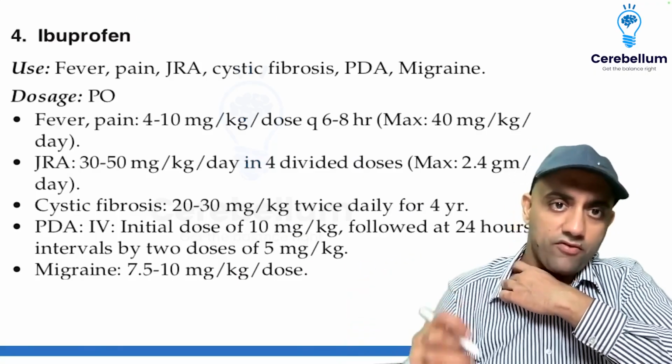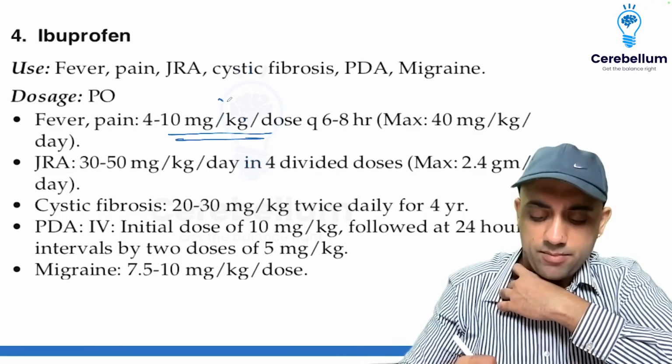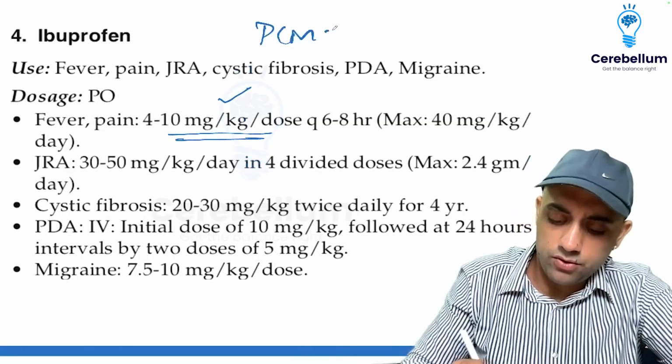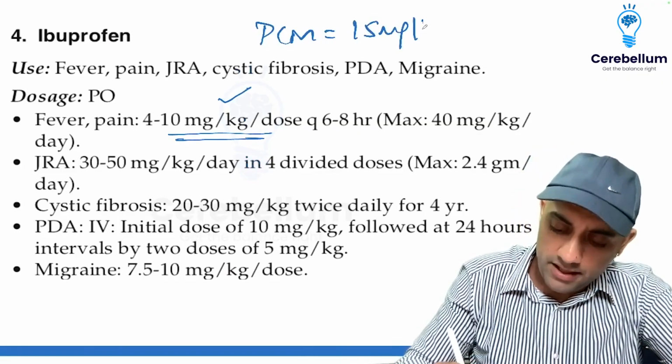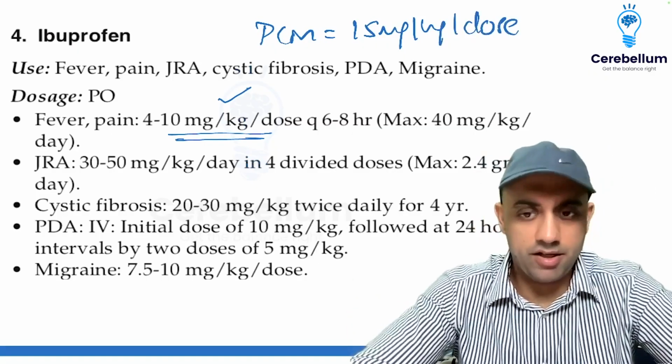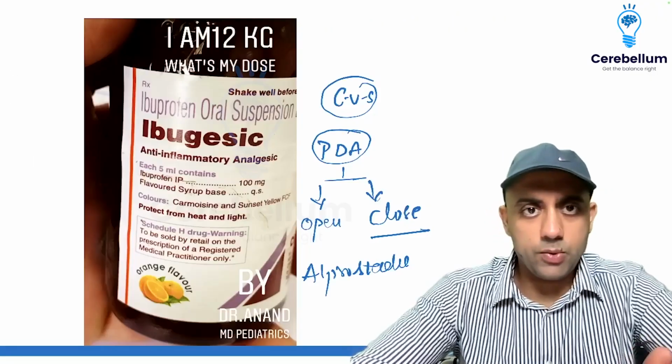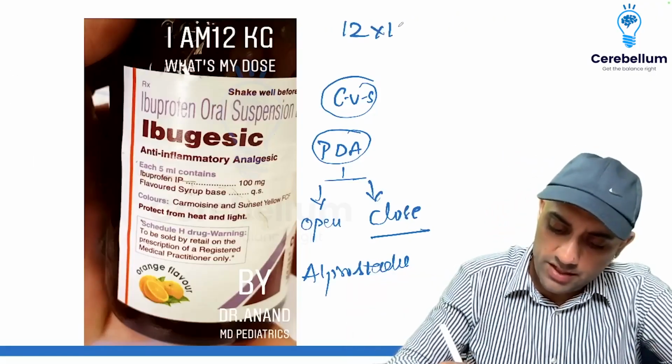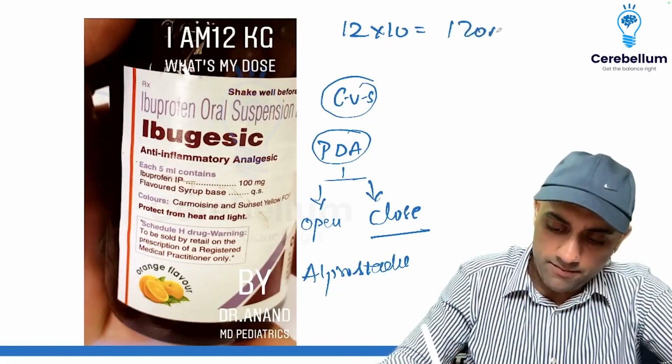The dose of ibuprofen, very important, is 10 mg per kg per dose. Paracetamol dose is 15 mg per kg per dose, and ibuprofen dose is 10 mg per kg per dose. Remember that. So if you have a 12 kg baby, 12 into 10 is 120 mg.